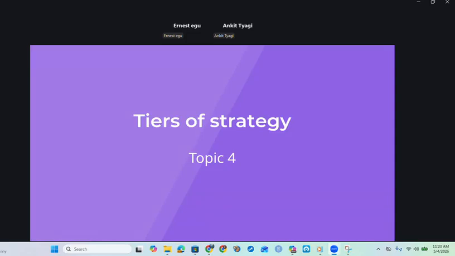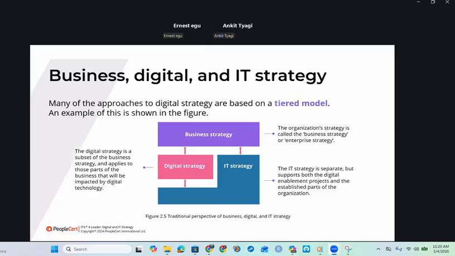Then there are tiers of strategy: business, digital, and IT strategy. They say many of the approaches to digital strategy are based on the tiered model, which is shown here. How do we understand the difference? First thing is the business strategy. The strategy created at the top of the organization, at the board of directors level. The organization strategy is called the business strategy or the enterprise strategy, right?